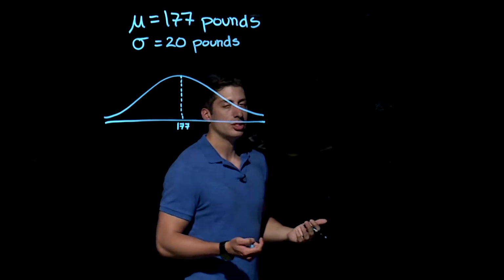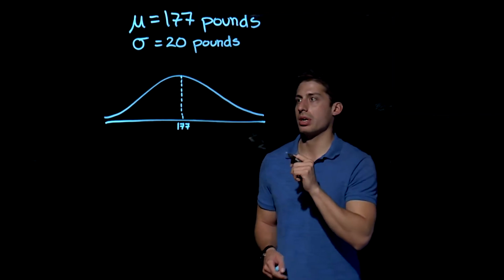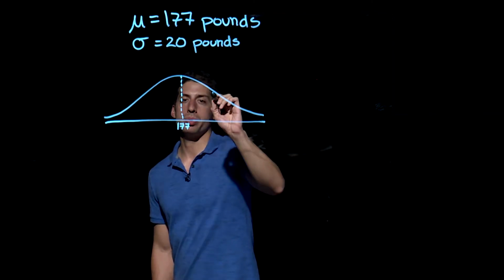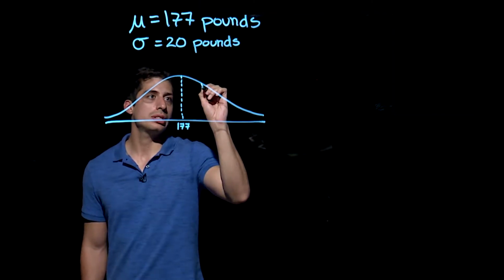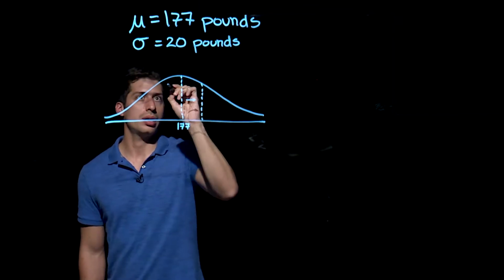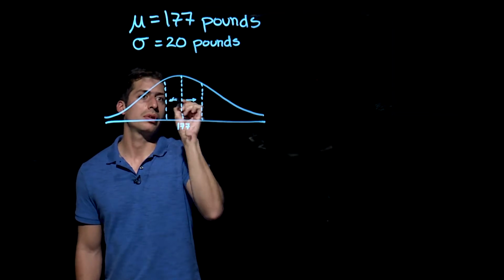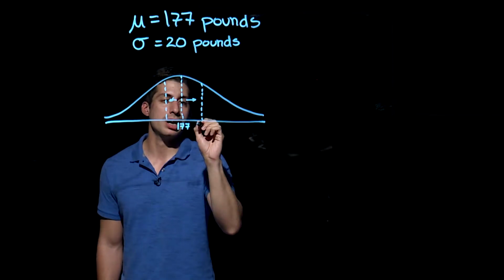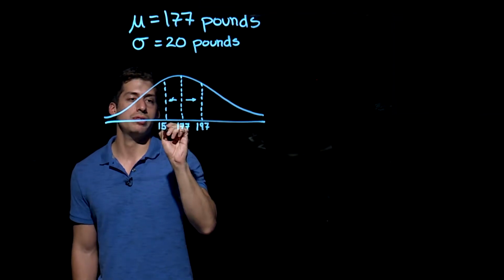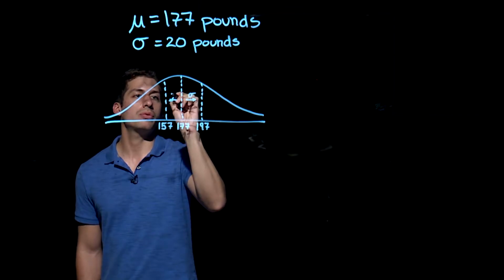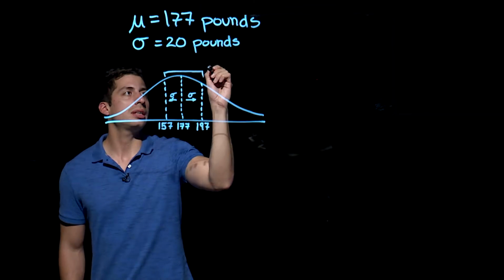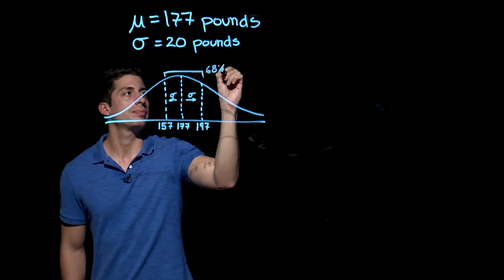Now, if you remember that I mentioned the empirical rule at the beginning, this is where we're going to use it. According to the 68, 95, 99.7 rule, if we move one standard deviation to the right and to the left, we're going to have 197 pounds here, and over here we have 157 pounds. So we know that if we move one standard deviation to each side of our mean, this is going to include 68% of our population.